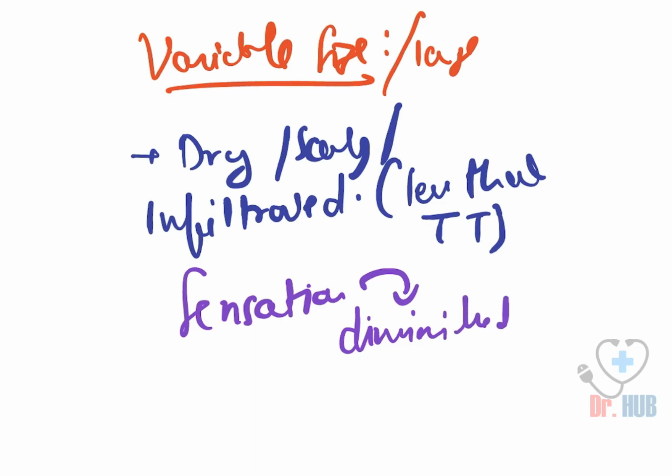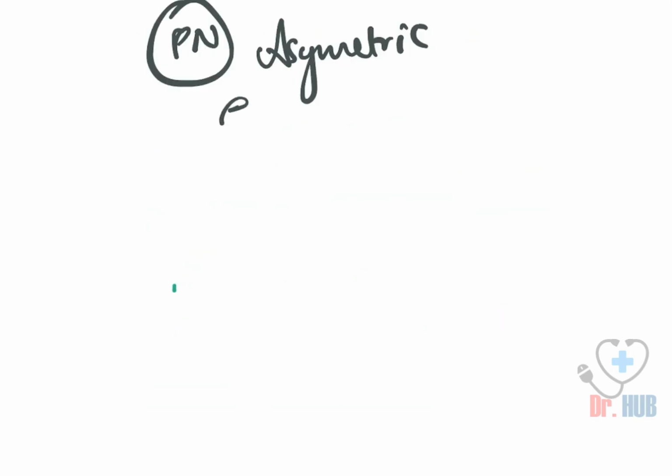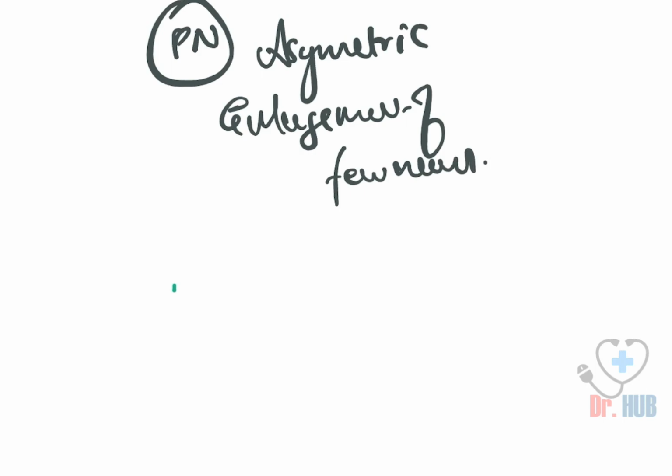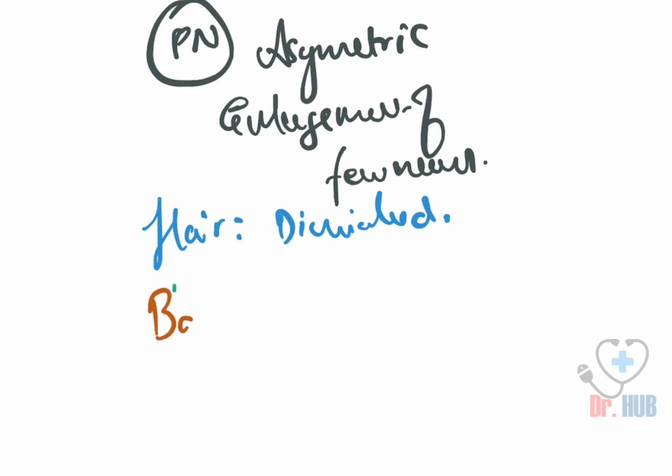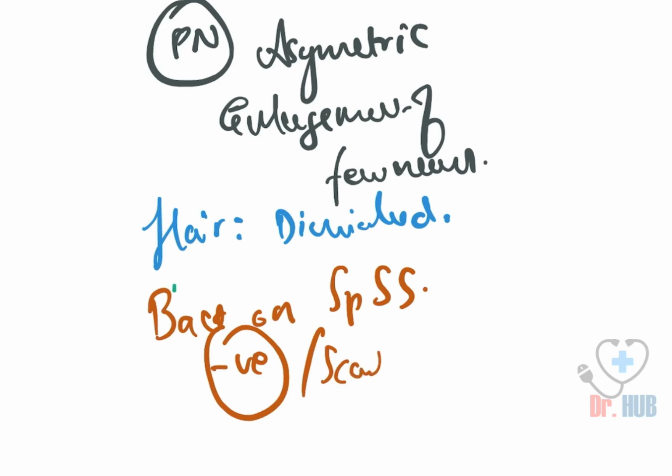Next we look at the peripheral nerves. They are asymmetric, with asymmetric enlargement of a few nerves. What about the hair? The hair is diminished, that is, it is very less. Looking at the bacteriology on the split skin smear, it is negative, or there are scanty bacilli.